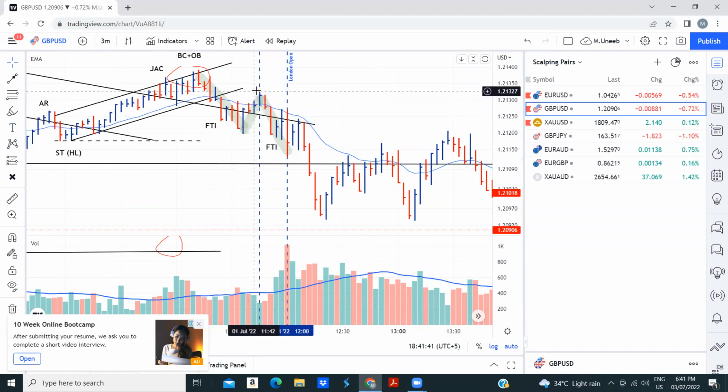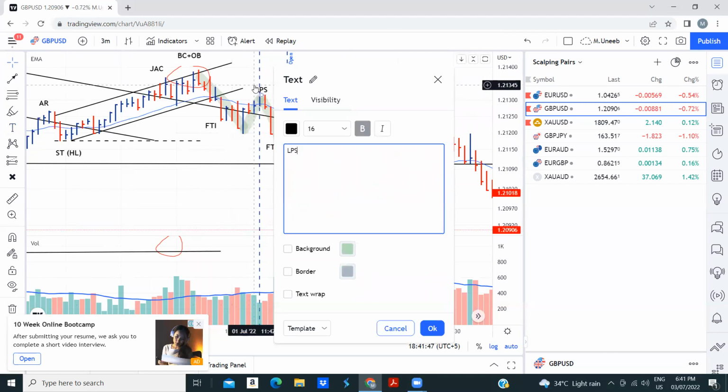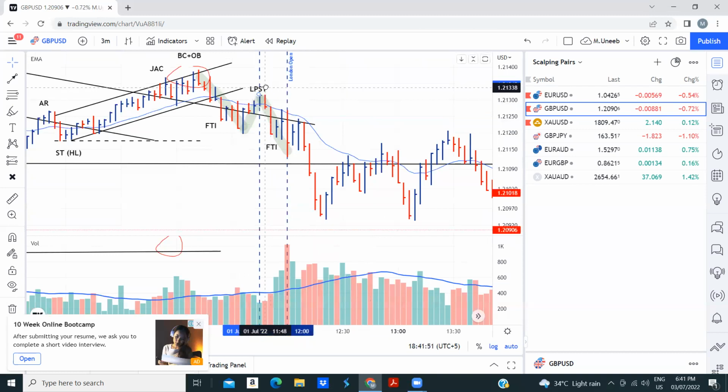Now, this is what? This move here. Can you tell me? LPSY. Last point of supply, right? And you see the volume here. What happened to the volume during the last point of supply? The volume diminishes and we see a no demand. So all makes sense, right?